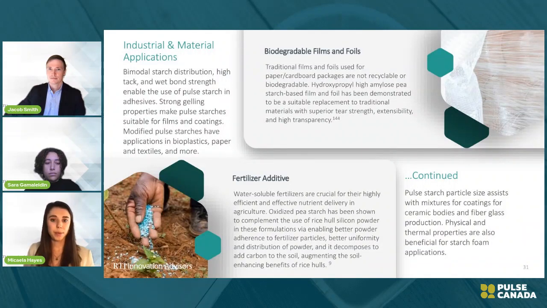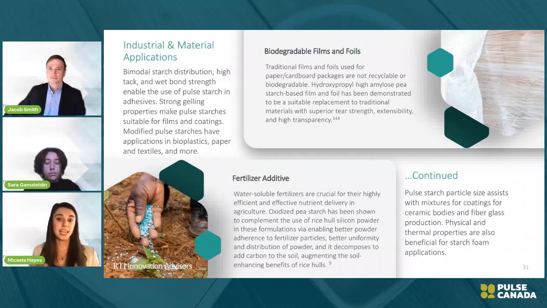So the first patent I'll highlight is biodegradable films and foils. Within the paper and cardboard industry, you often have a film or foil that wraps the product, and most often this is not recyclable or biodegradable. And with the increasing desire to improve the sustainability of products that we're creating today, that is obviously an advantage if you can create an alternative that is biodegradable or recyclable.